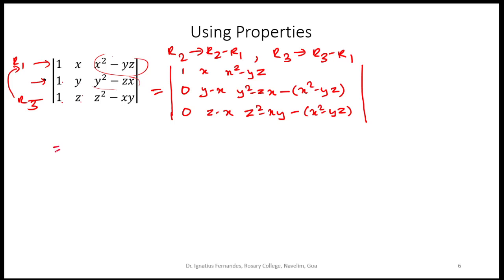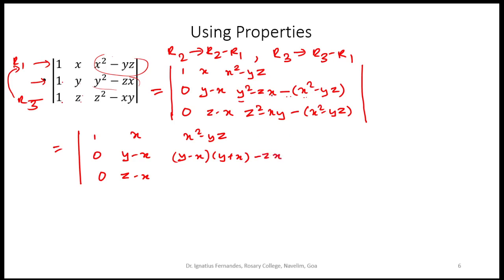Now what I can see is that I have 1, 0, 0. I have x, y minus x, z minus x, x square minus yz. You will see that I have here y square minus x square. So y square minus x square can be written as y minus x into y plus x. That's because a square minus b square, the formula is a minus b into a plus b. And I have here minus zx, minus into minus yz is plus yz.